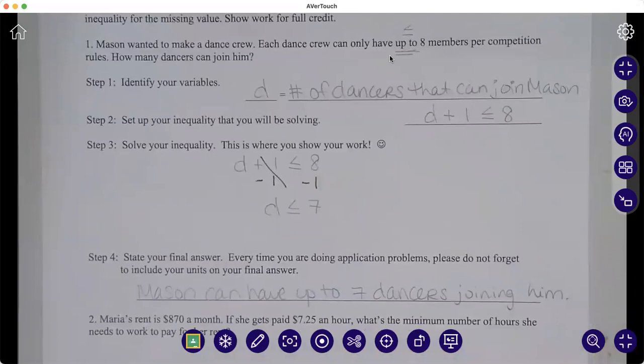You could also say that Mason can have at most 7 dancers joining him, or a maximum of 7 dancers joining him. It only says up to 8, which means that he could have 7, 6, 5, 4, 3, 2, 1, or no one join him. But at most or up to 7 dancers can join him. And this is how we would solve number 1. So these are our 4 steps we're going to follow.